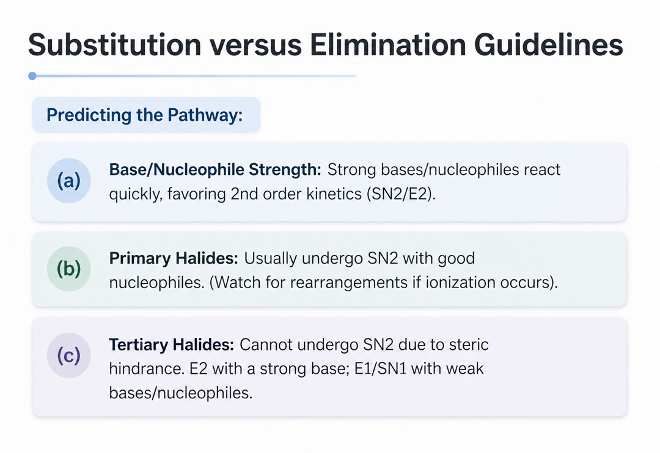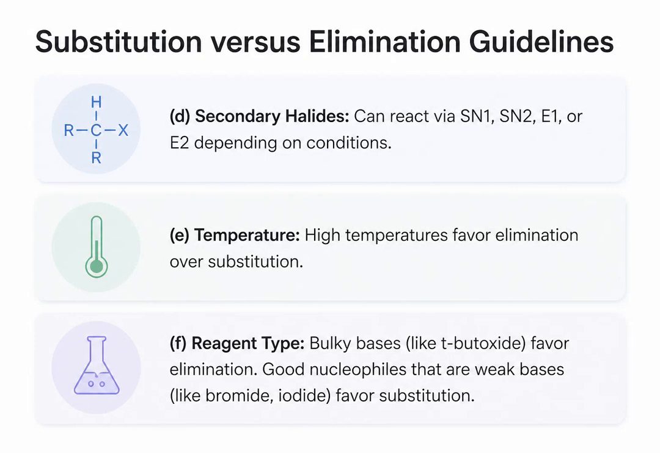If you use a weak base or nucleophile, it will ionize to a carbocation and give a mixture of E1 and SN1. Secondary halides are the hardest to predict because they can react via all four pathways, so you have to look closely at the solvent and the reagent. Temperature is also a great tiebreaker. Because elimination reactions produce more product molecules than they consume, they increase entropy. Therefore, high temperatures strongly favor elimination over substitution.